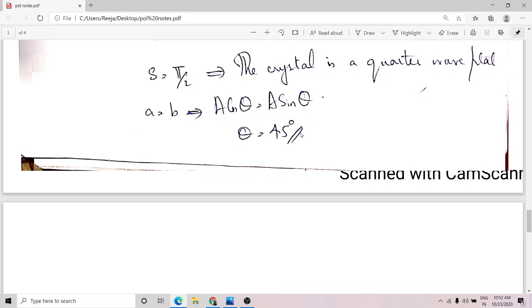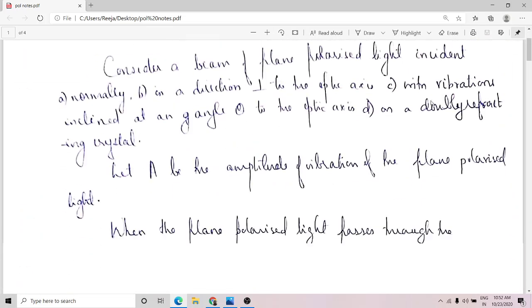That means theta must be equal to 45. That is, to produce circularly polarized light, the vibrations of your plane polarized beam must be inclined at an angle of 45 degrees with the optic axis. Let us come back to our figure here.